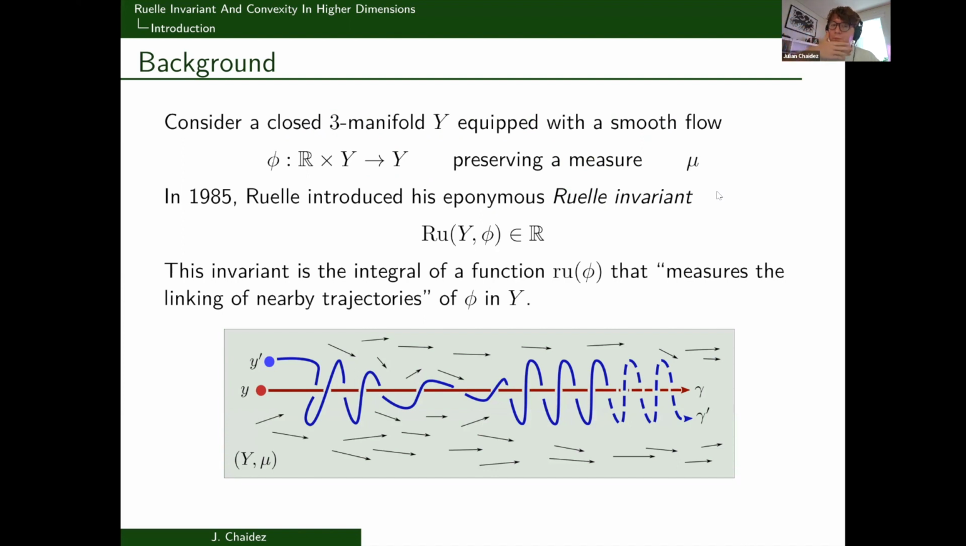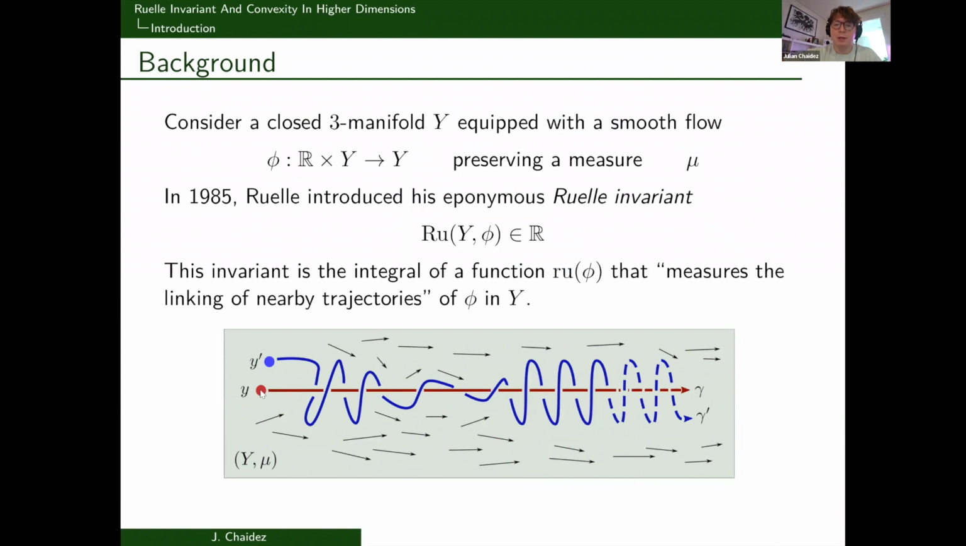measure mu. Then, in an 85 note, Ruelle introduced this thing, which he did not name, but which some people now call the Ruelle invariant. I'm going to write it like this, root of y phi. And the invariant is the integral of a function on the space Y that basically measures the kind of linking of trajectories that are close to each other in the manifold.